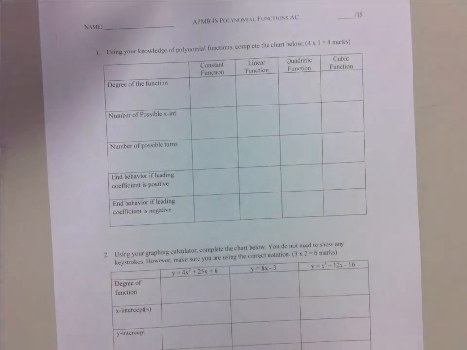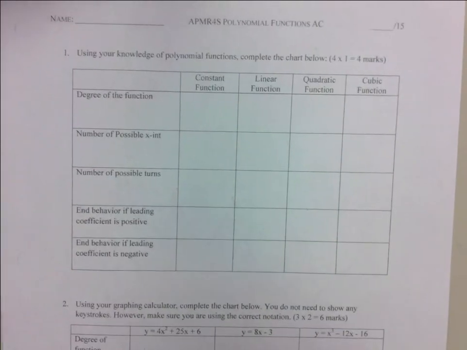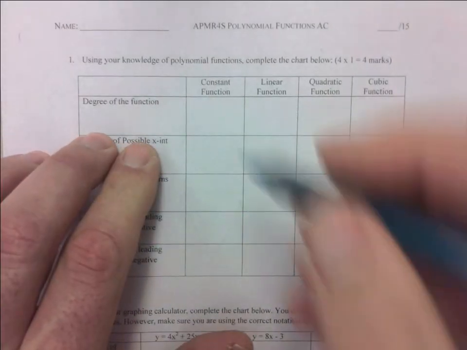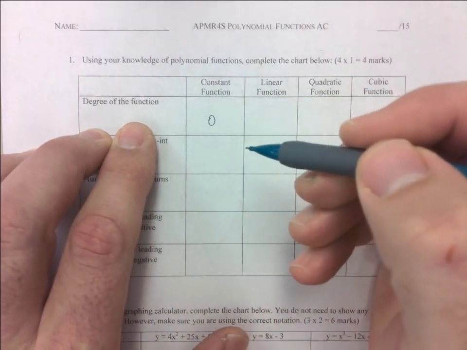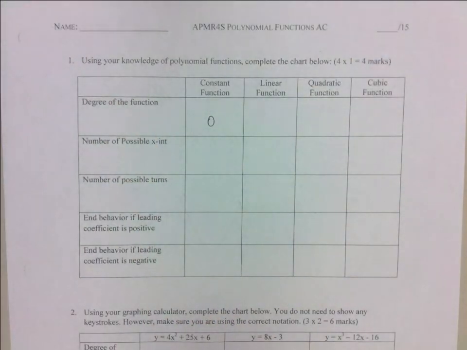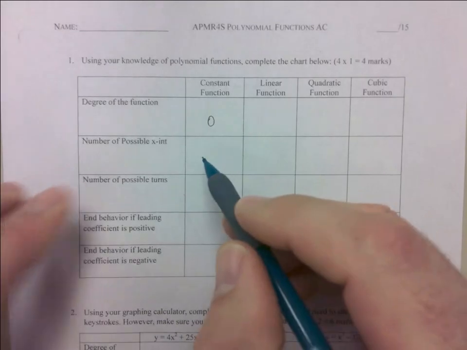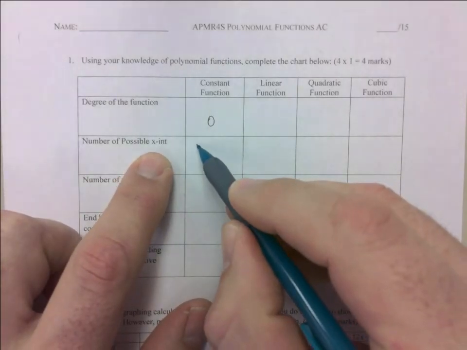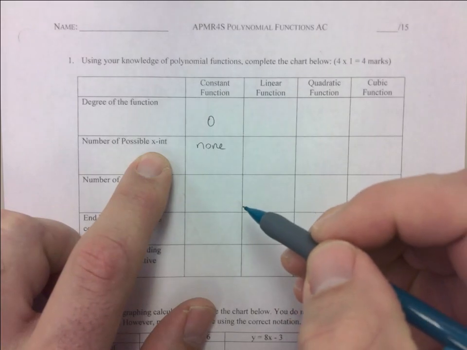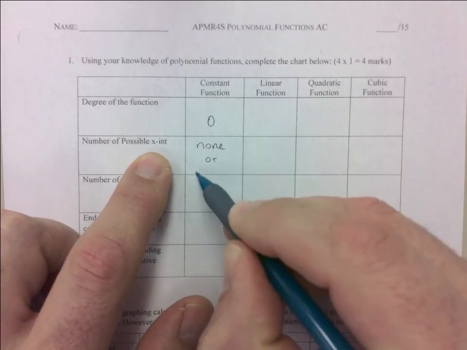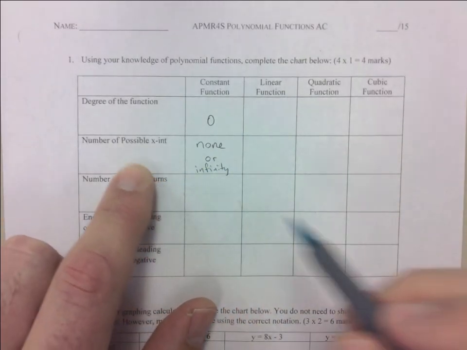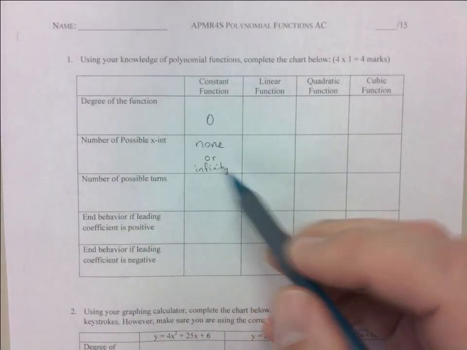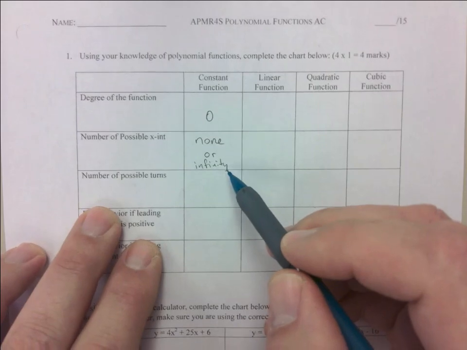Okay, all right, let's do the front. Three marks for the backside. So for a constant function, the degree is 0. Number of possible x-intercepts: this one is tricky. It's either none or infinity. If you said none, I'm fine with that. But if it's right on the x-axis, a constant function would have an infinite number of x-intercepts.